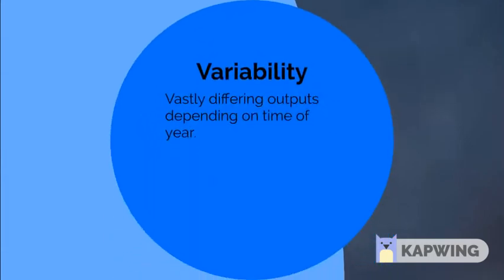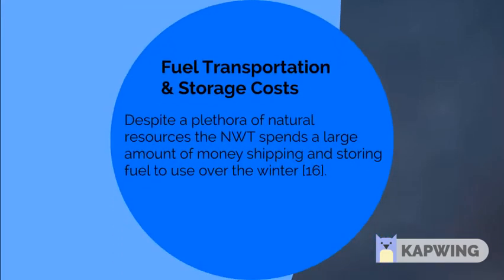The variability between seasons is also a really important consideration. The times where you have the highest solar capacity are also the times where you have the lowest energy demand. And then we consider the savings on fuel transportation and storage. Despite the Northwest Territories having a plethora of natural resources, it's not terribly cost efficient to take advantage of them. Instead, they buy most of their fuel from the southern provinces and then store and use it throughout the winter.